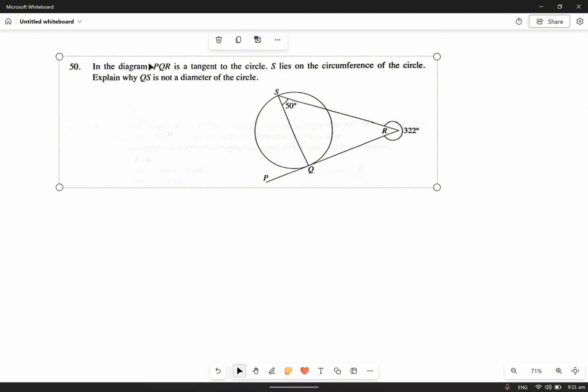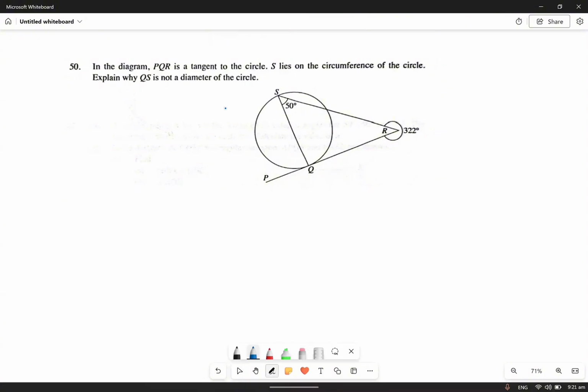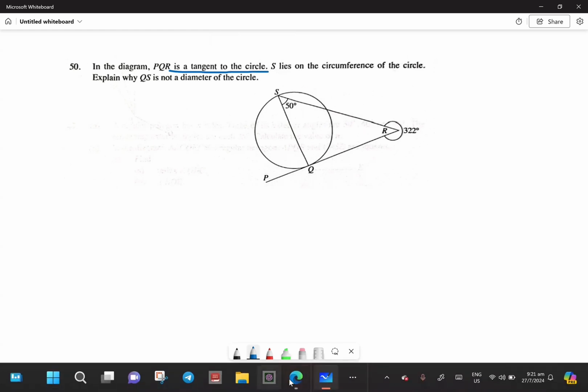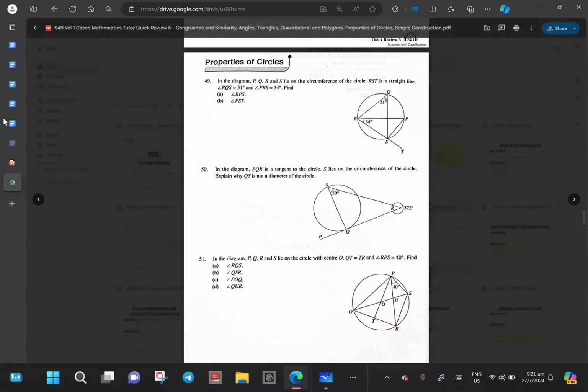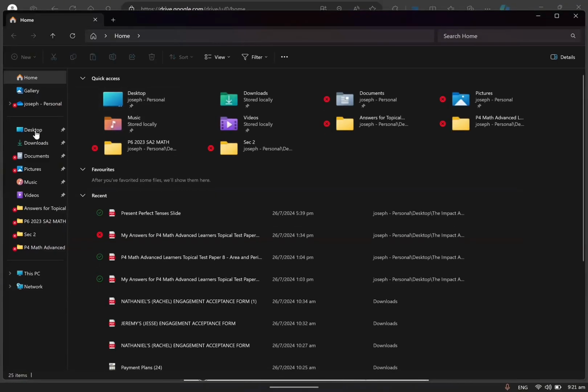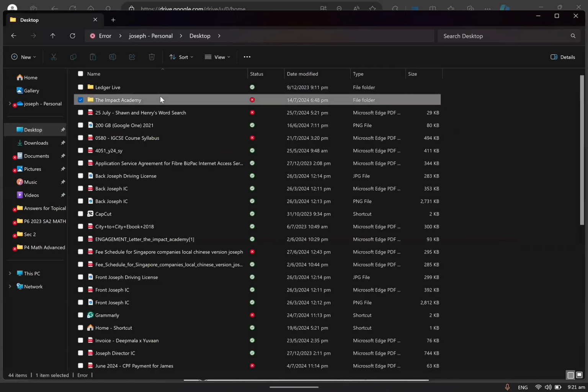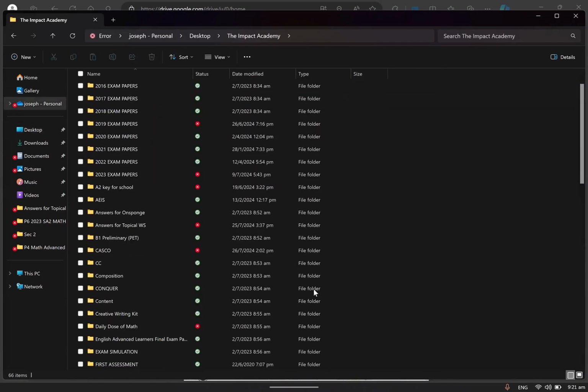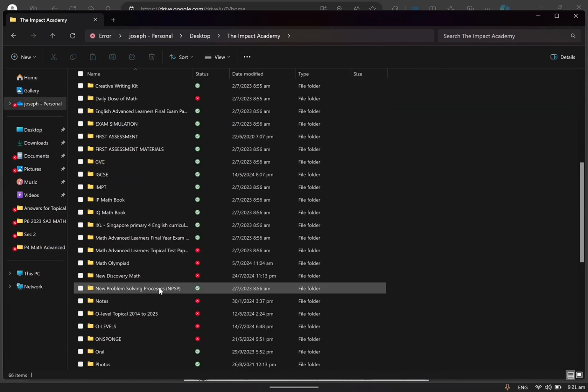In the diagram, PQR is a tangent to the circle. What is the meaning of tangent to the circle? If I may just show you the notes again. What is the meaning of tangent to the circle? Yes, it touches only one point of the circumference. Am I making sense? So let me show you the notes now.